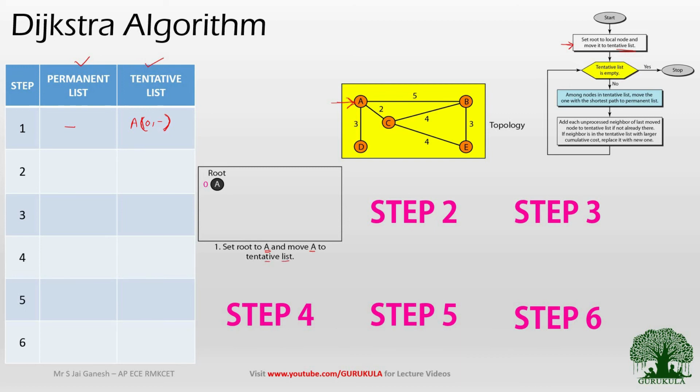Now let us move again to the flowchart. What is happening in the flowchart? We have to check whether the tentative list is empty or not.